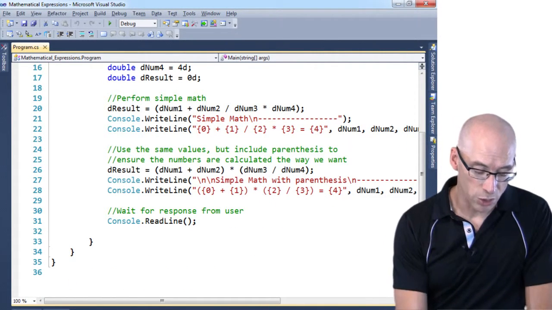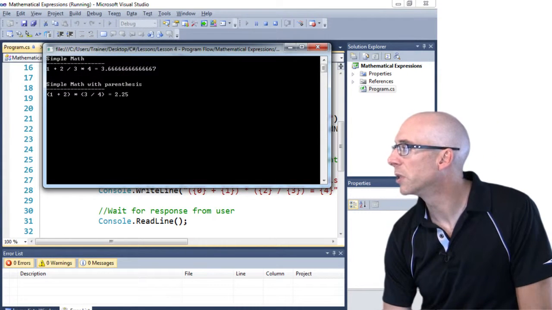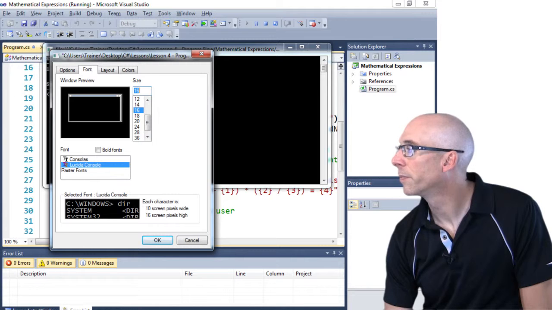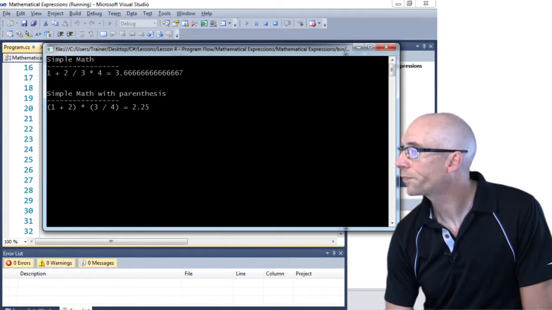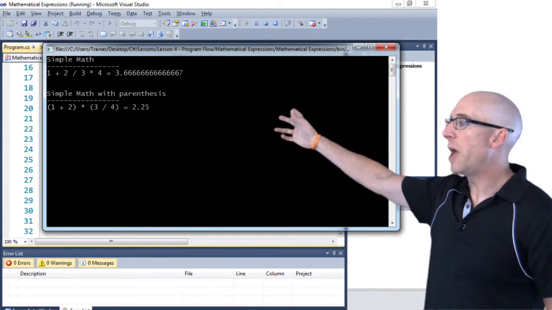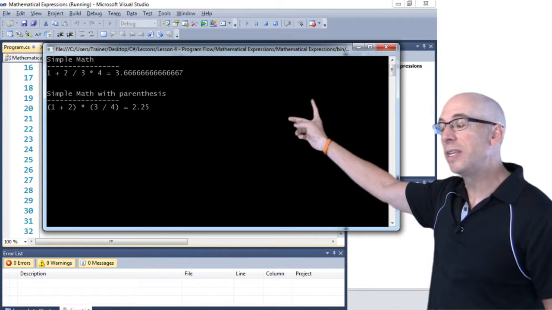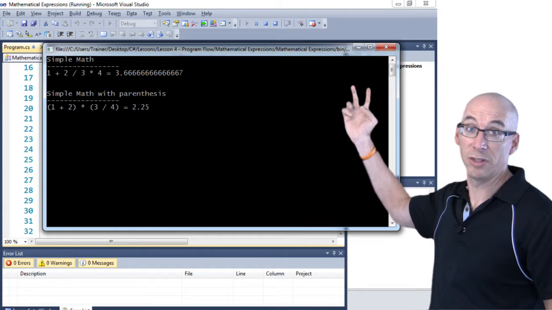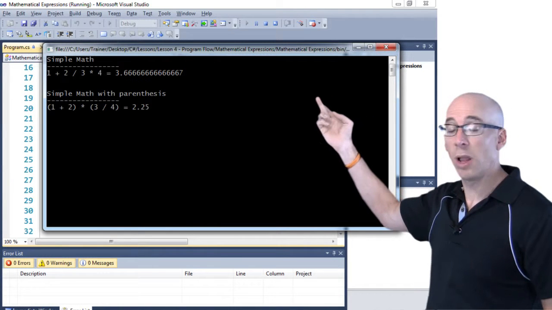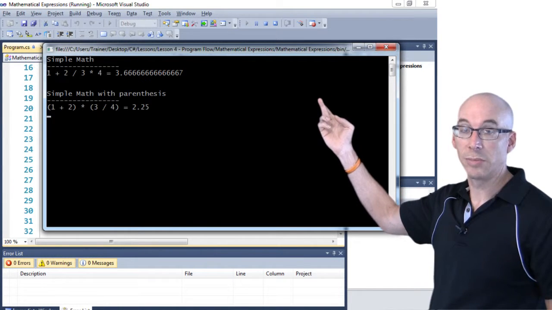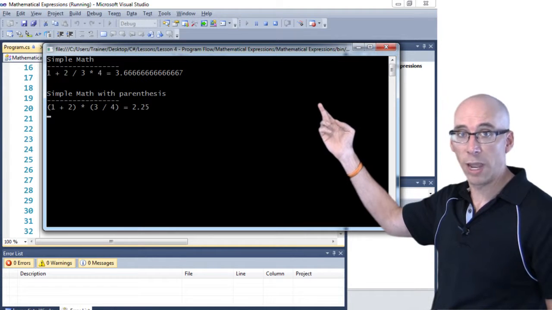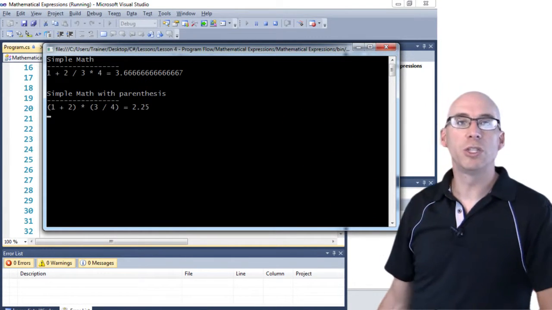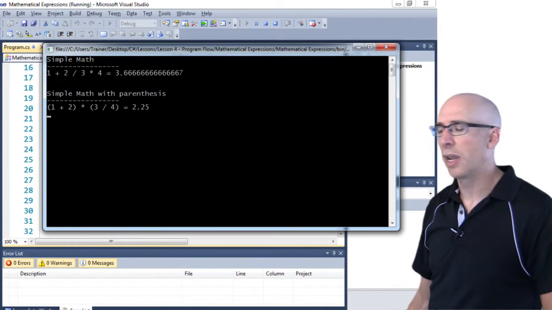So let's just run this so you can see the code and what the result is. Again, let me change my font. The simple math says 1 plus 2 divided by 3 times 4 is equal to 3.6666666 all the way to 7. And you're probably thinking to yourself, that's not right. And actually it is correct. But with the other one, it says it's 2.25. And that's probably what you thought was going to happen.